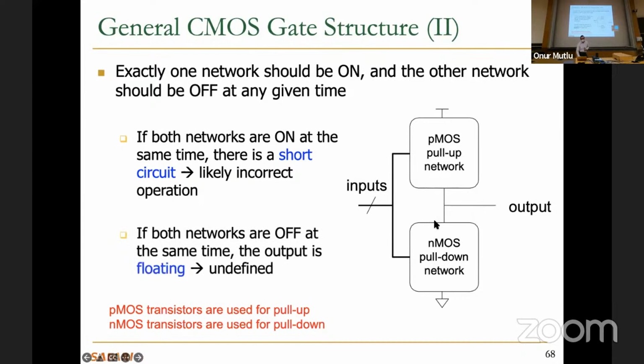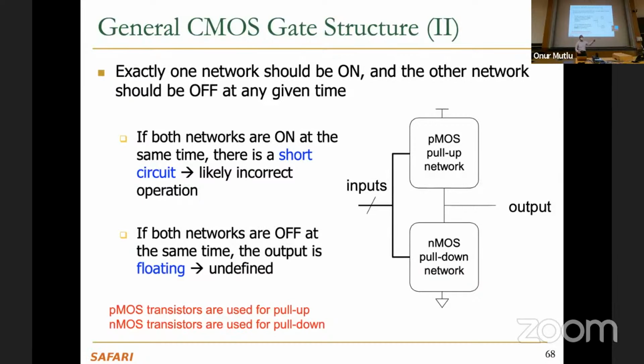If both networks are off, they're not connected. 3 volts is not connected to the output. 0 volts also is not connected to the output. Then you don't know what you get in the output, right? That is called floating. We will see this term later on also. Basically, the value of the output is undefined. You have no idea what it is. So keep this in mind.